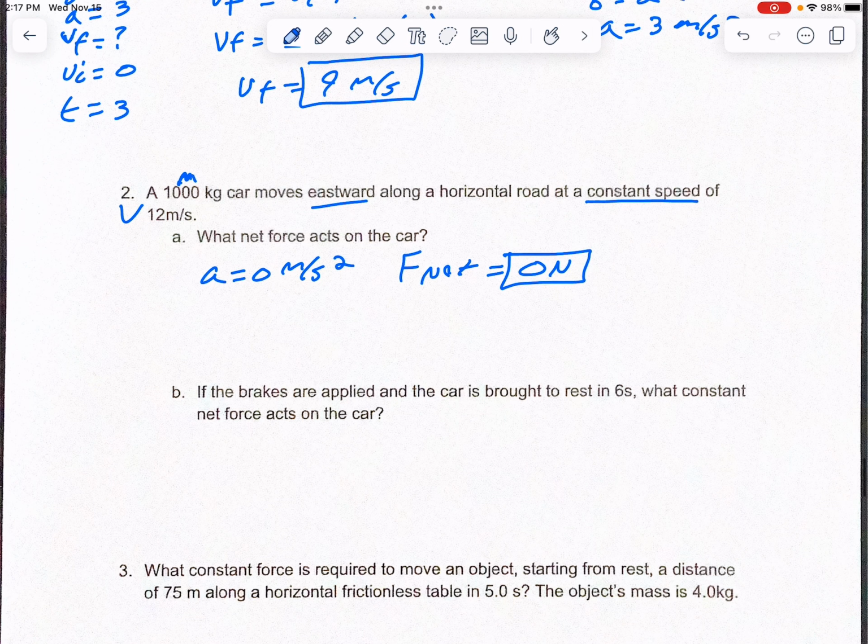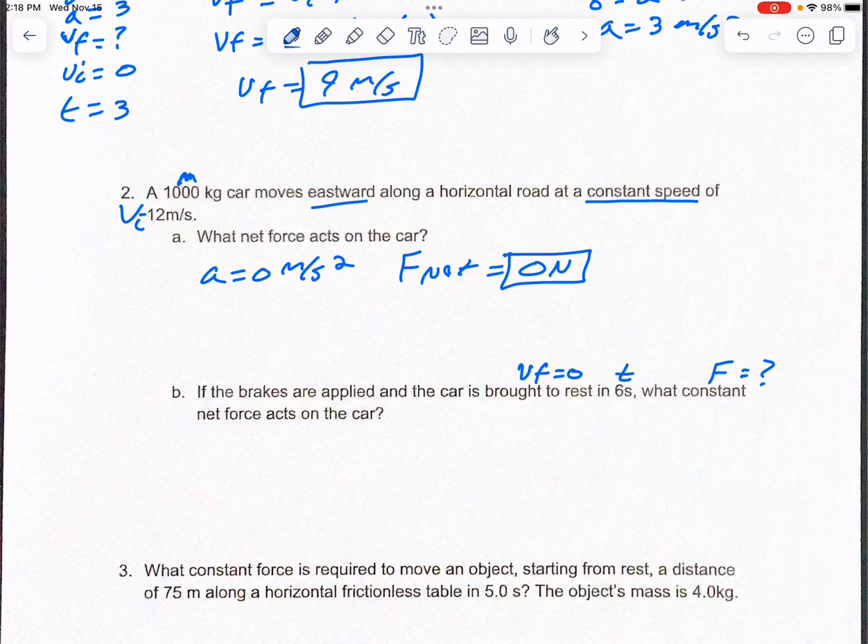Now B, if the brakes are applied and the car is brought to a rest in 6 seconds, so brakes are applied, so it's brought to a stop. So that means VF is now 0, which makes that 12 up here VI. And I gave you time is 6 seconds. What constant net force acts on the car? So that means you're looking for force.